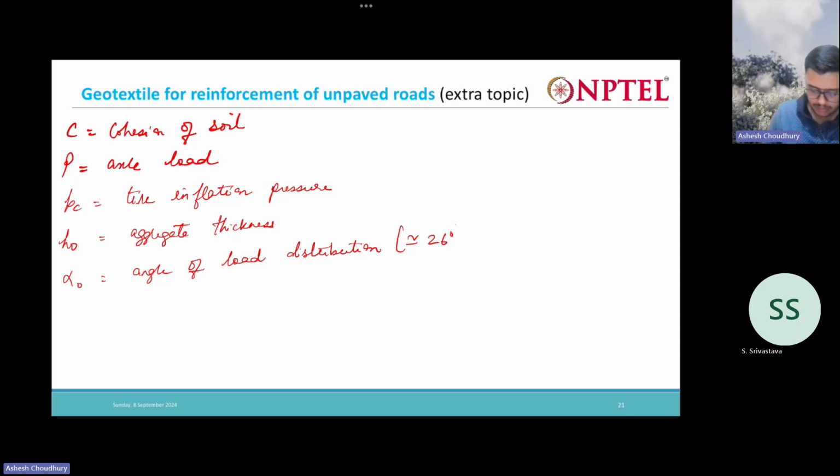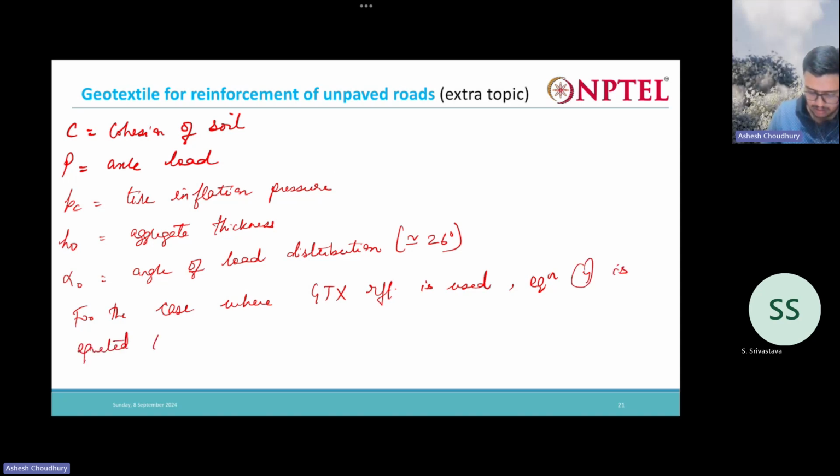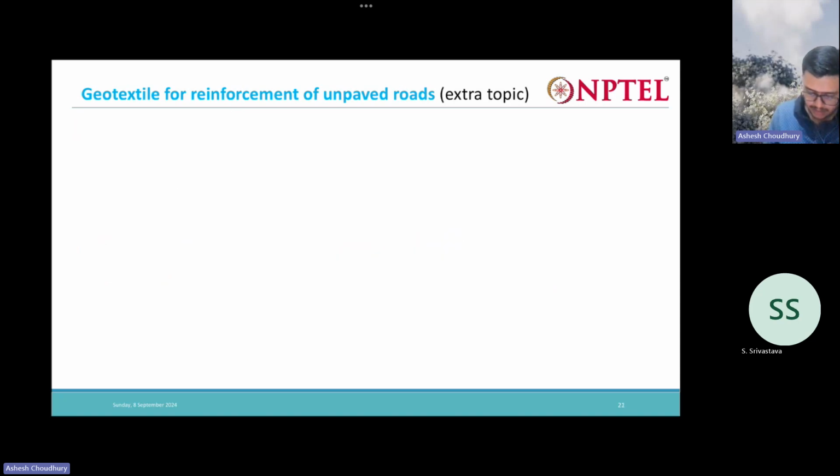Okay. Now for the case where geotextile reinforcement is used, equation 4 is equated to P minus PG. We'll see what PG is. So we have P minus PG is pi plus 2C plus gamma into H.